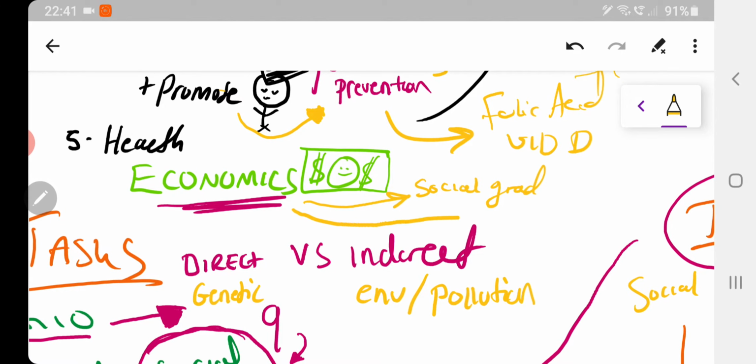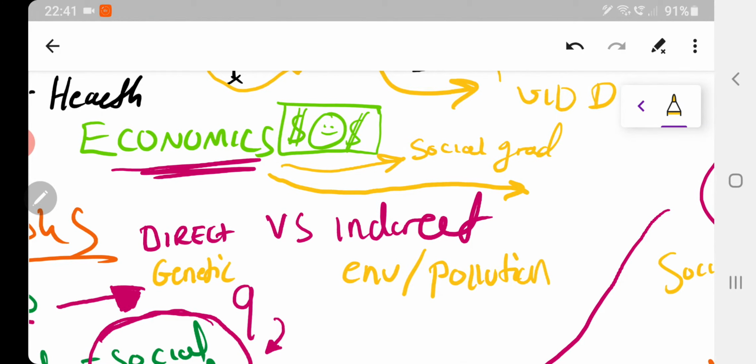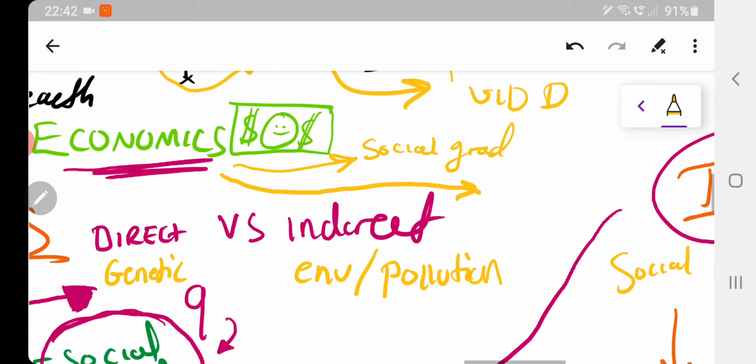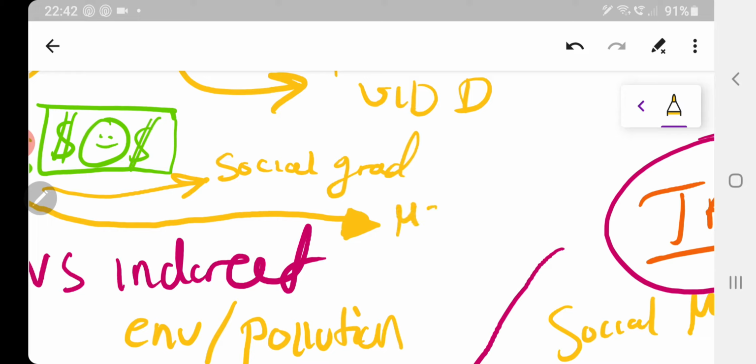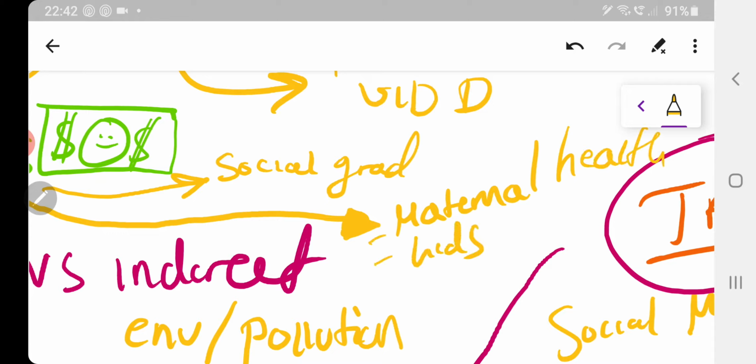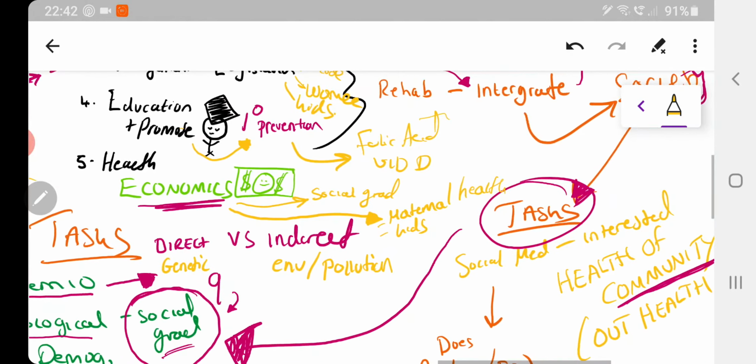Oh yeah, another big thing as well. What's the biggest contributor to health in a country? It's how the economics, basically, how they support maternal health, and how they support kids' health as well. Biggest factors, indicators for economic prosperity. All right.